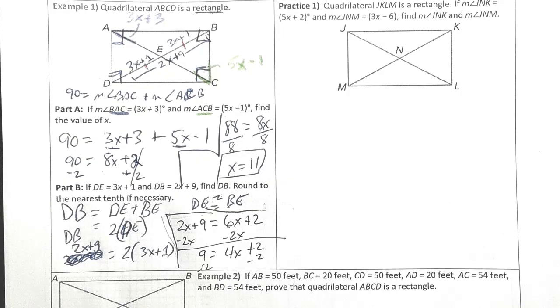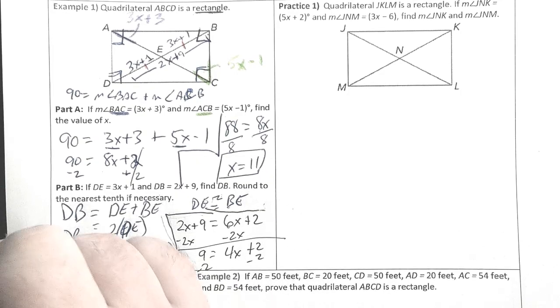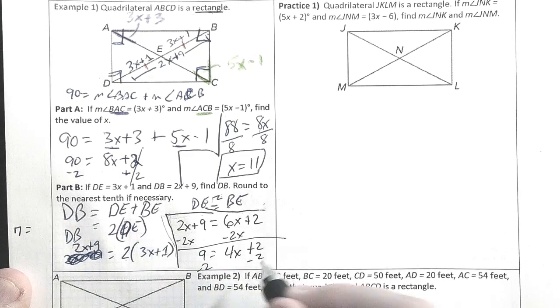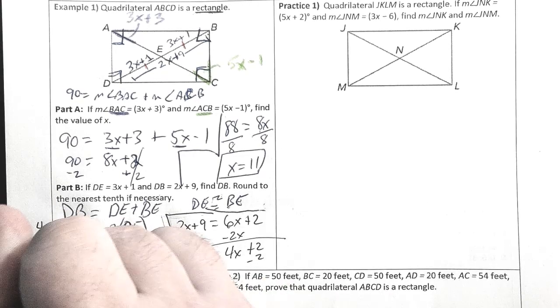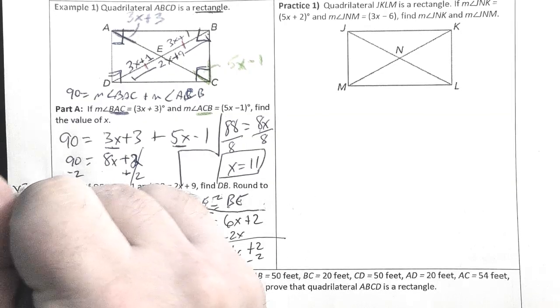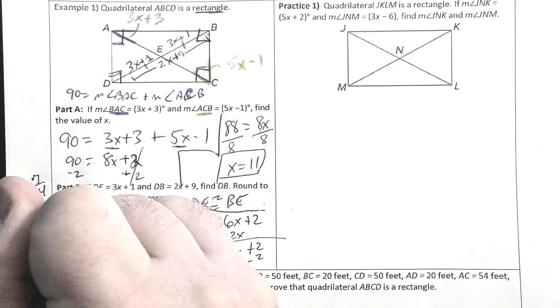I'm running out of room, so I'm going to take it over here. 9 minus 2 is 7, and it equals 4x because these guys cancel. We're going to divide both sides by 4, and x is going to equal 7/4, or 1.75.